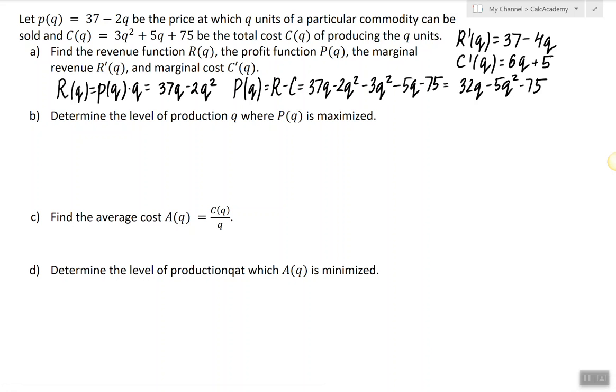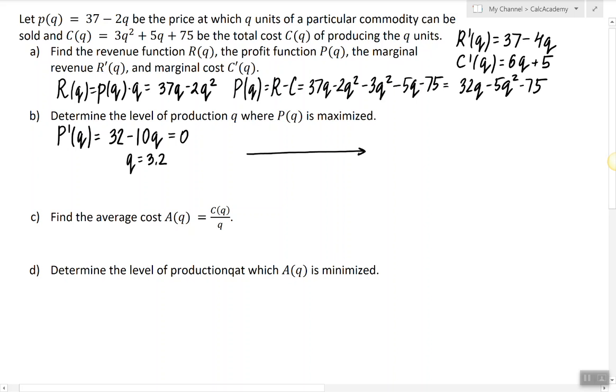Now, in part B, we are asked to maximize the profit function, and here we can use the criteria for maximizing the profit that economists use, or we can just use calculus and find the derivative of the profit function, which is 32 minus 10Q, set it equal to 0 to find the critical value, which will be 3.2. And using the sign chart now, we can figure out the behavior of the original profit function.